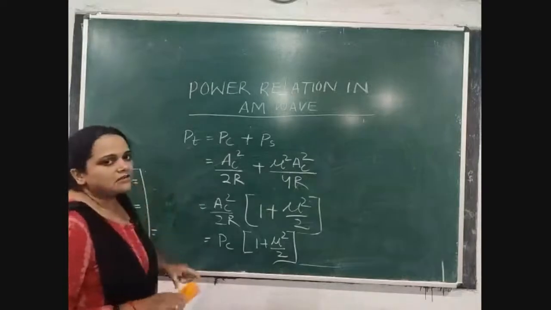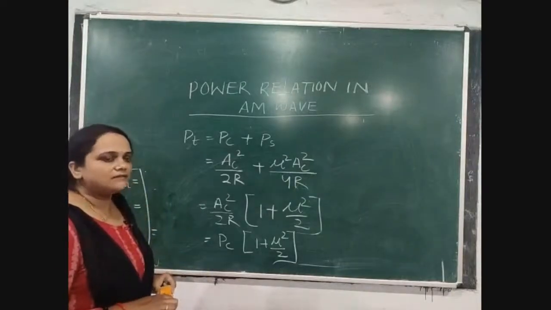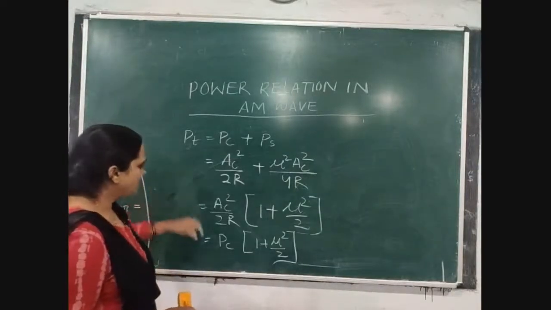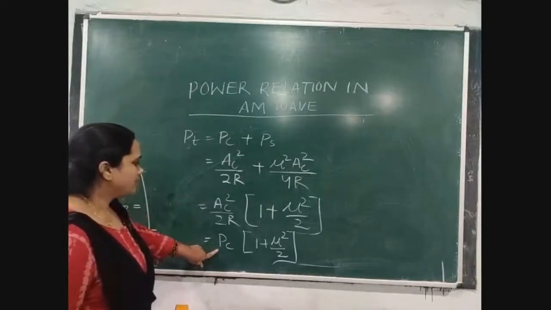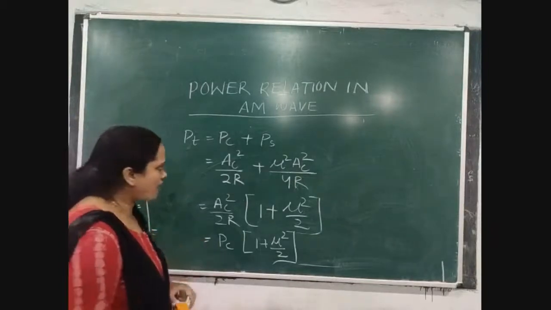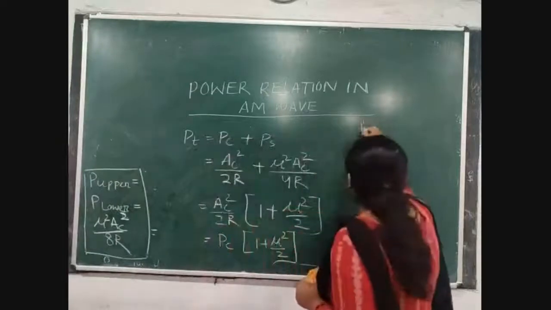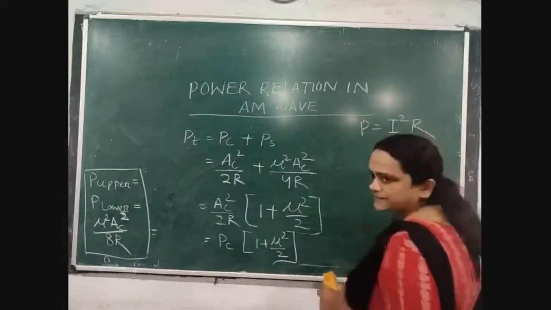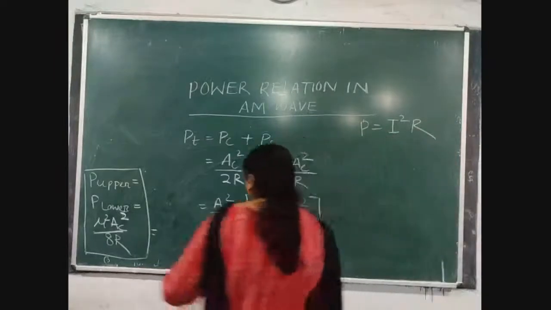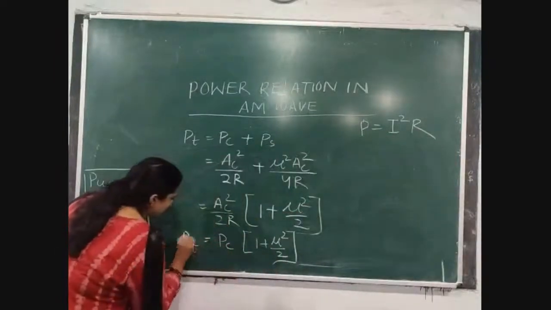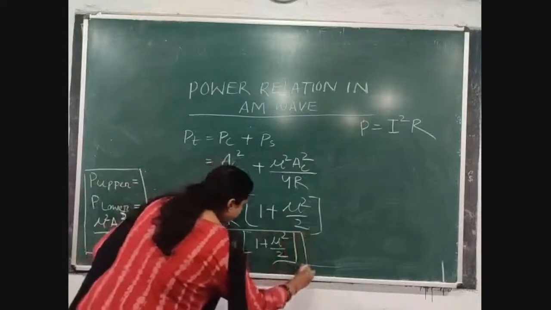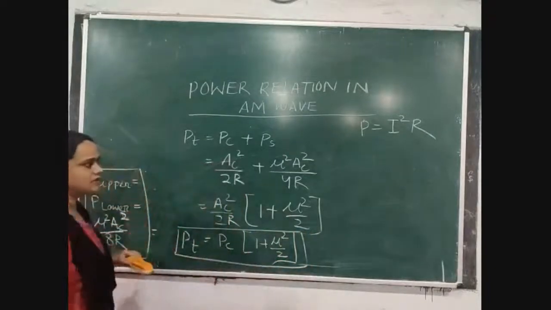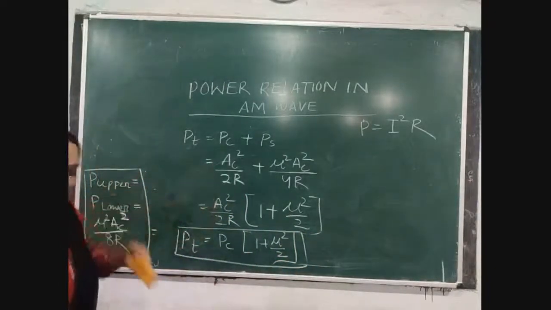So this one is the power relation in AM wave. We can easily also find out the current relation. So we put the value of current here. How? As we know, P equal to I square R. So this is the power relation equation. We simply put the value of power in terms of I.